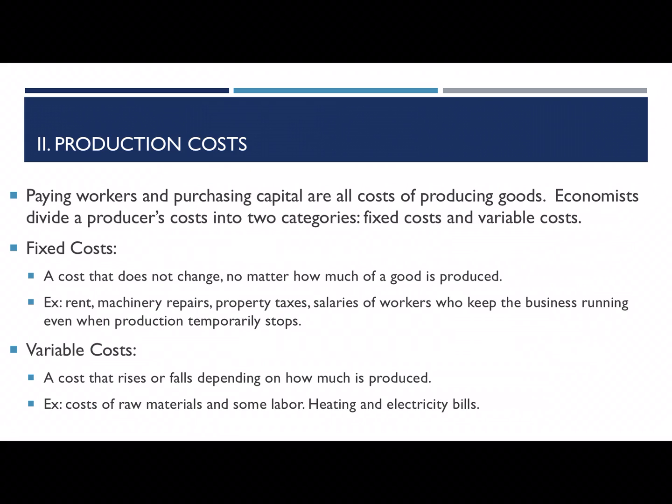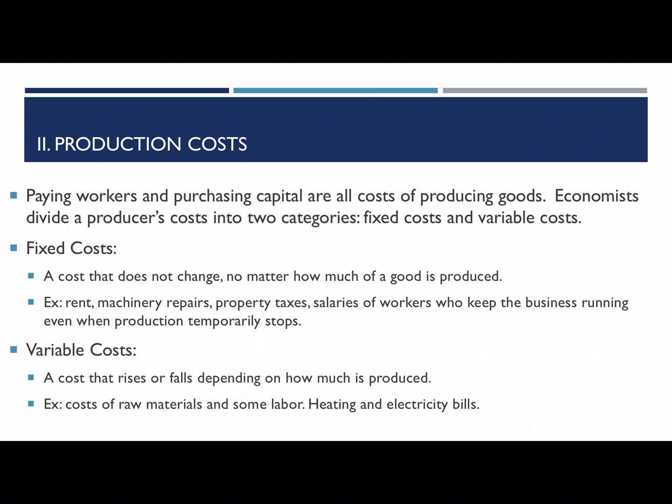Variable costs are costs that rise or fall depending on how much is produced. So an example would be cost of raw material. We have no idea what, maybe we need oil to run our machines. Well, there's a lot of outside factors that can change the price of oil from 1 week, or actually really 1 hour to the next. So cost of raw materials, some labor, sometimes hourly workers.